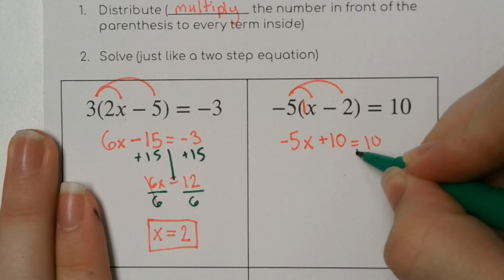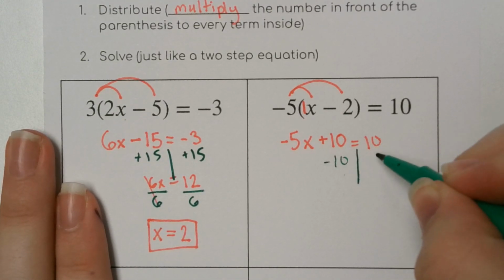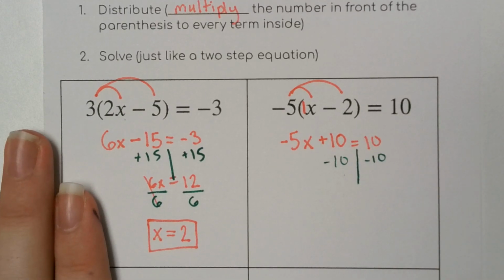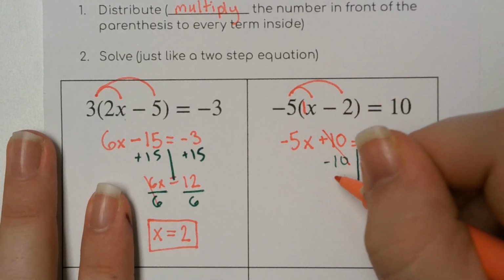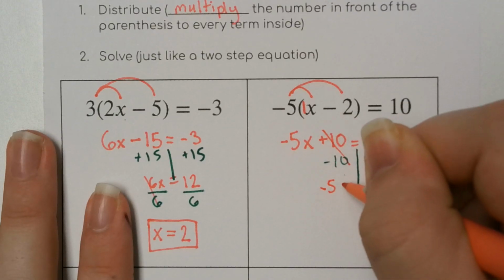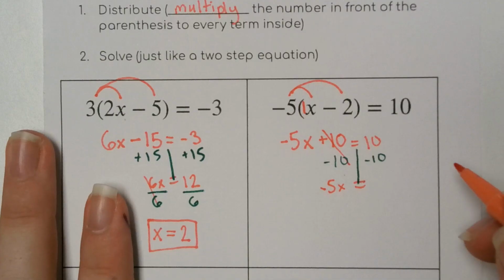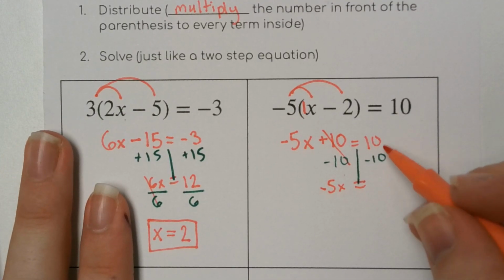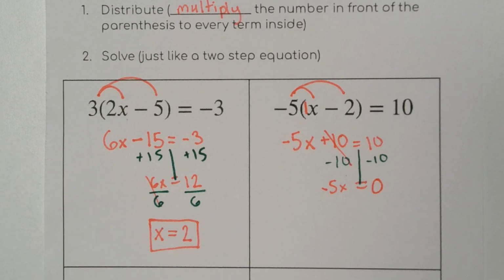Now we solve it like a two-step equation. How do we get rid of this +10? Good. So on the left side, we're left with -5x because 10 minus 10 is 0. And then 10 minus 10, again over here, would be 0.